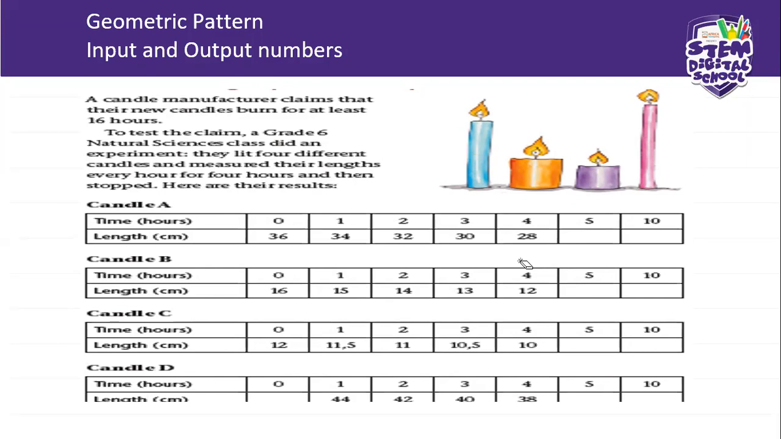Yes, sir. So we know that each length at 0 hours is actually how long the candle was, correct? So how long was the candle when you started the experiment, before you even put on the matches? Sir, before we put the matches on, the candle was 46 centimeters. You are a genius. Thank you, sir.